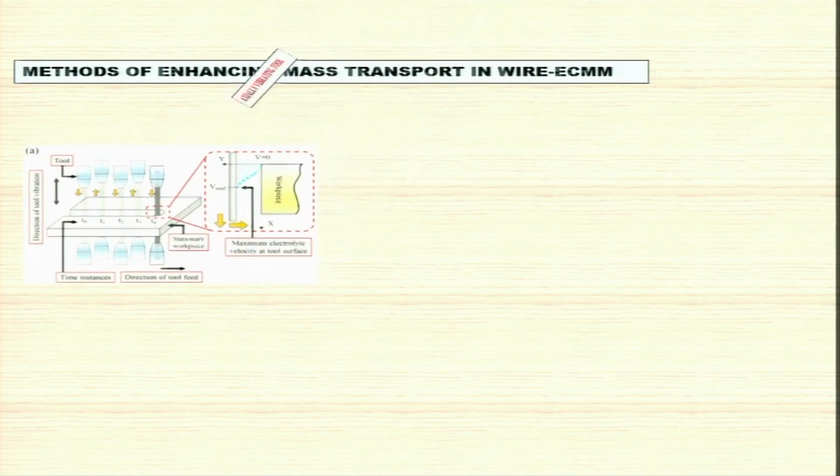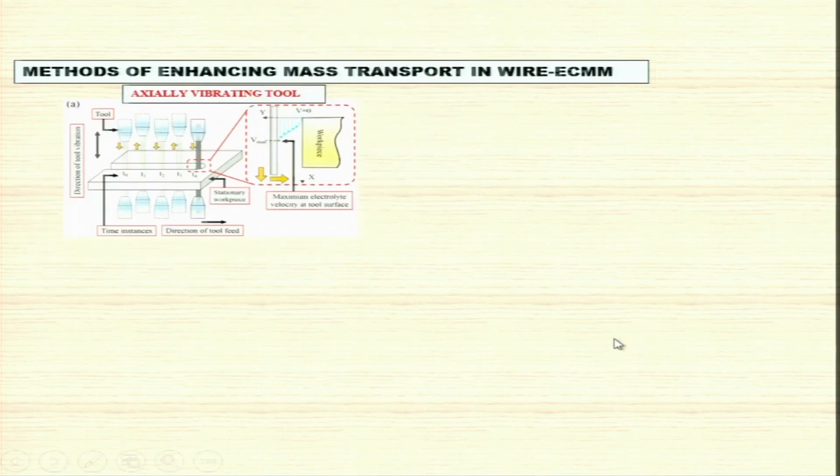Methods of enhancing mass transport in wire ECMM. Mass transport means you are going to enhance the material removal rate. Now, axially vibrating the tool: this is the tool, and you are vibrating it in this direction. You can see here the time instances T0, T1 and so on. You are machining continuously, the direction of tool feed is in this direction, and this is the workpiece shown over here. You can see the velocity profile over here.